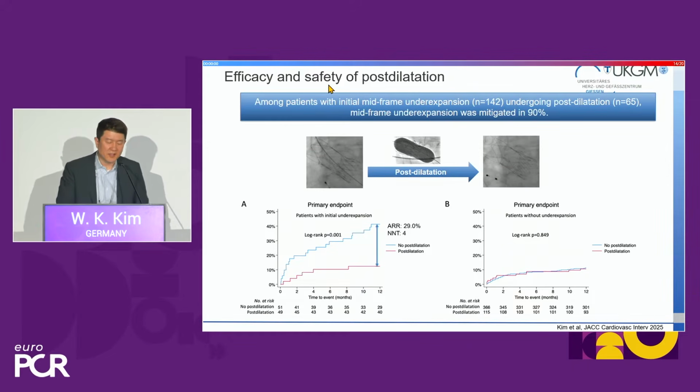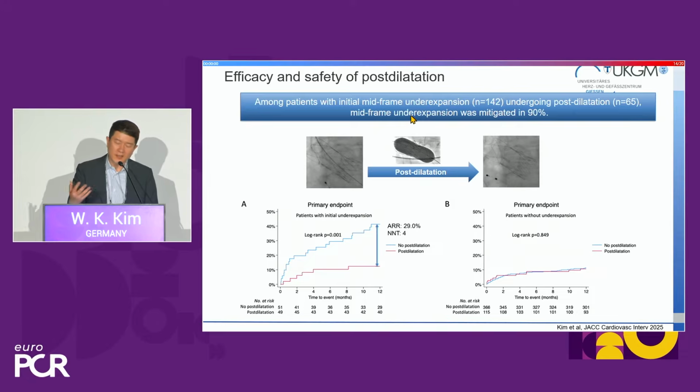So let's look at the efficacy and safety of post-dilatation. And again, it was in a blinded fashion, because at that time we didn't know what underexpansion looks like, and we didn't primarily address underexpansion. And this is the reason why among 140 patients with initial underexpansion, we only performed post-dilatation in around half of those patients, but we saw that in most cases where post-dilatation was performed, at least in the European cohort, underexpansion could be mitigated. And you see the effect also on the primary endpoint, with a number needed to treat of only 4. So 4 post-dilatations performed reduced 1 event.